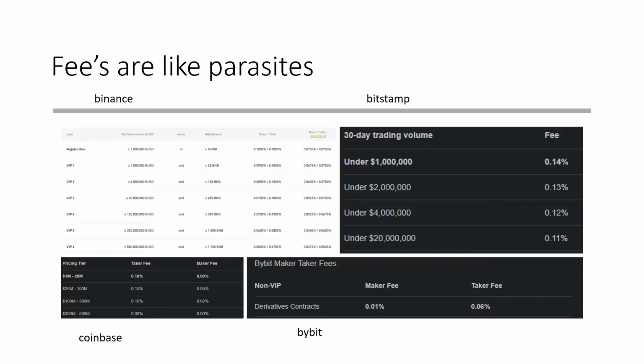So fees are like parasites. I say this because if you want to day trade, you should look for the best fees.